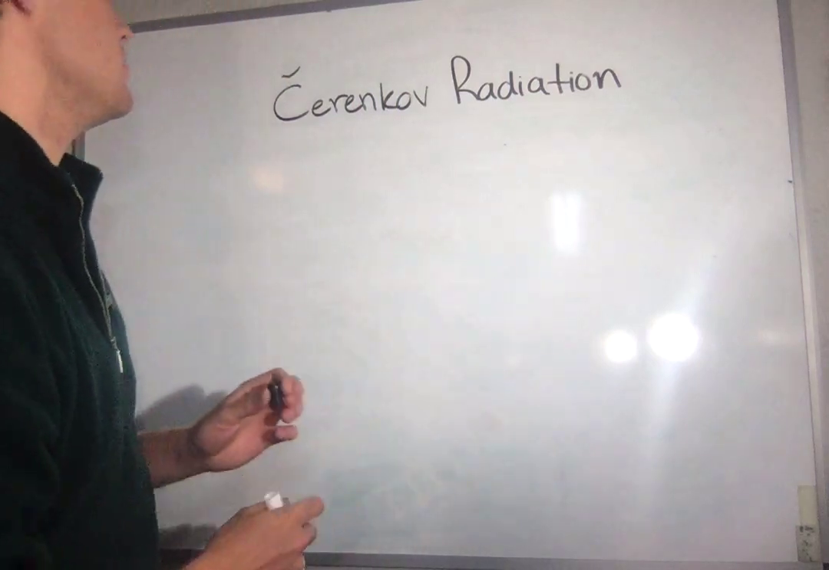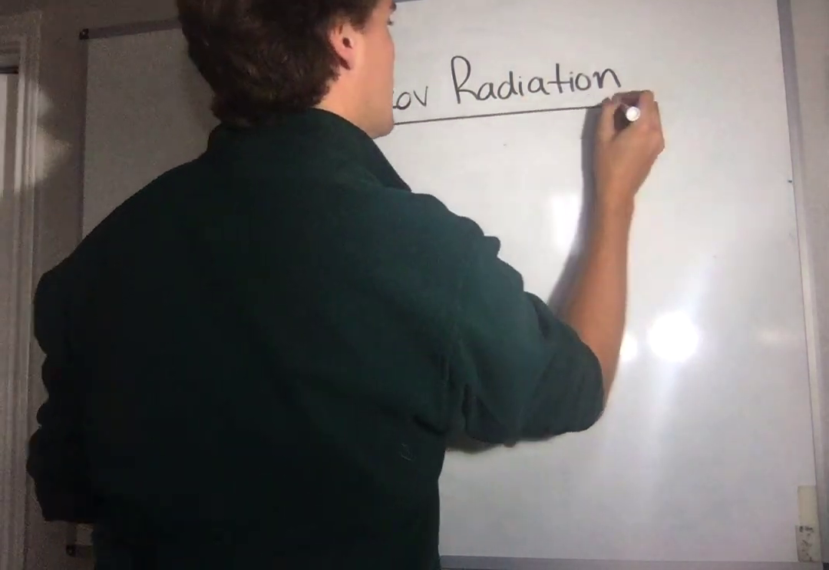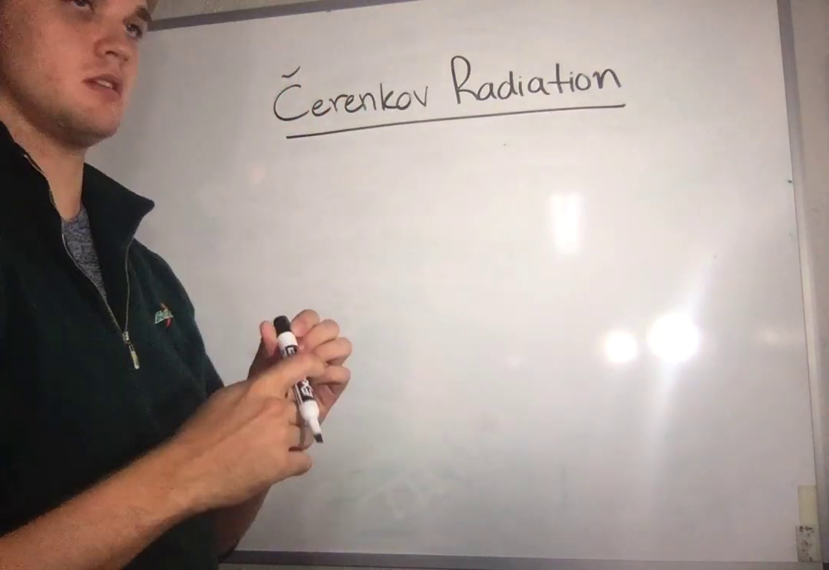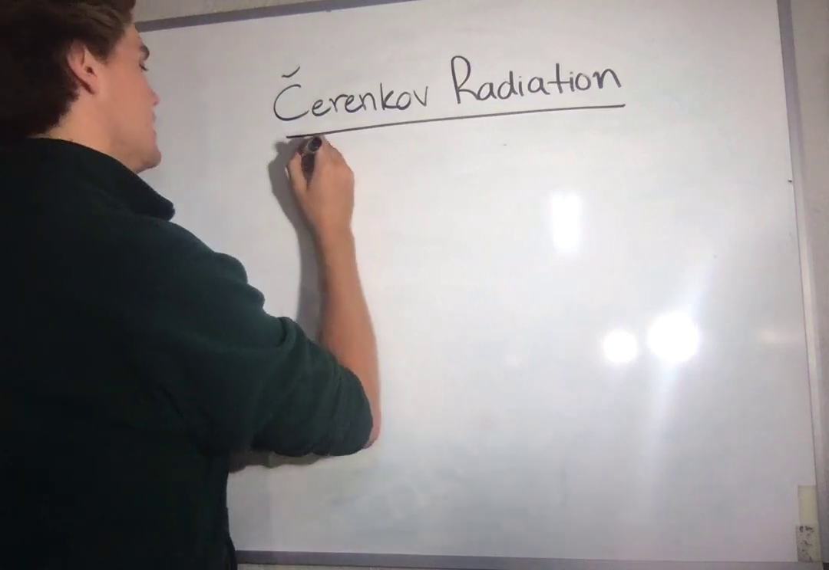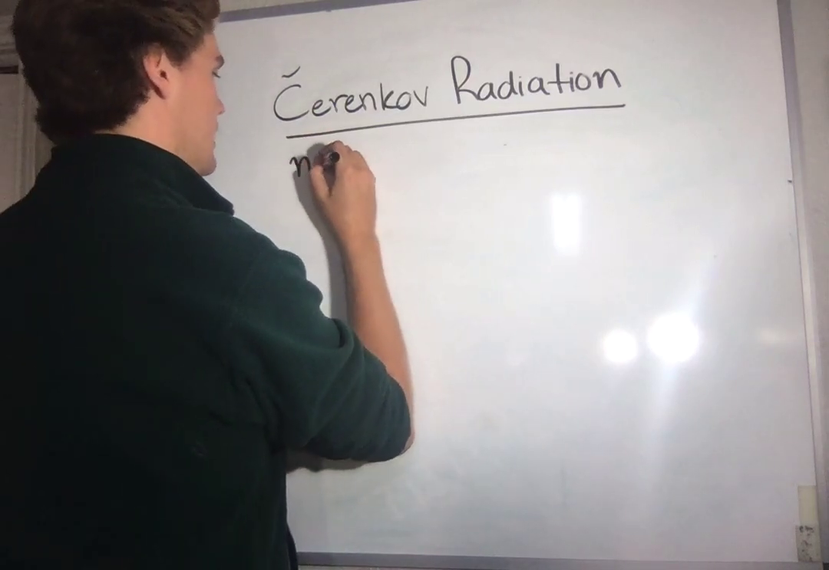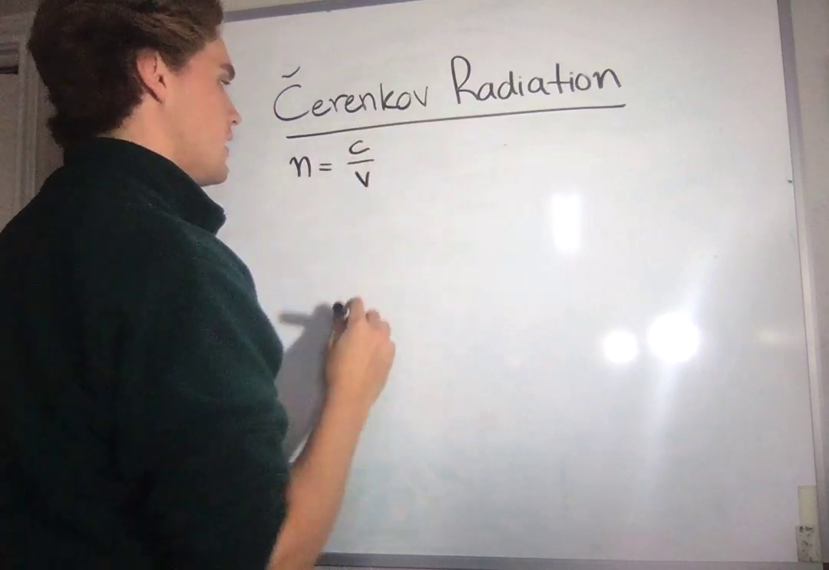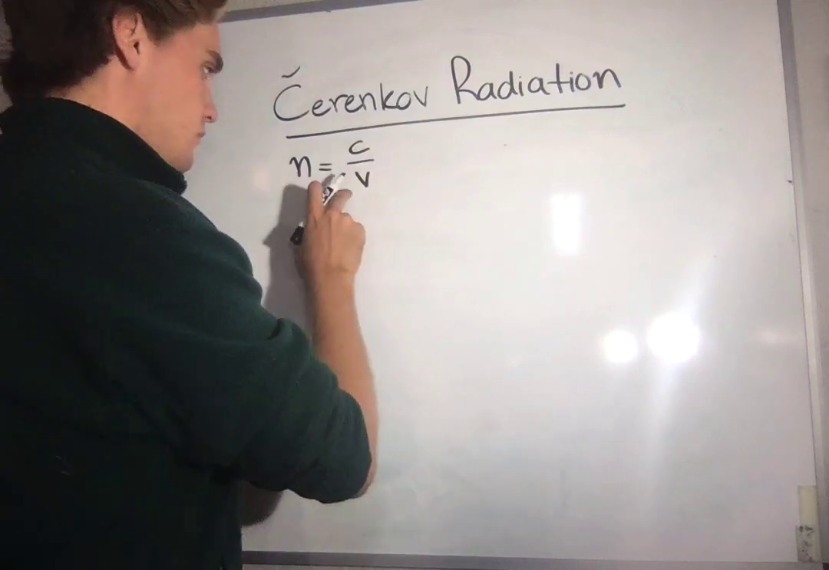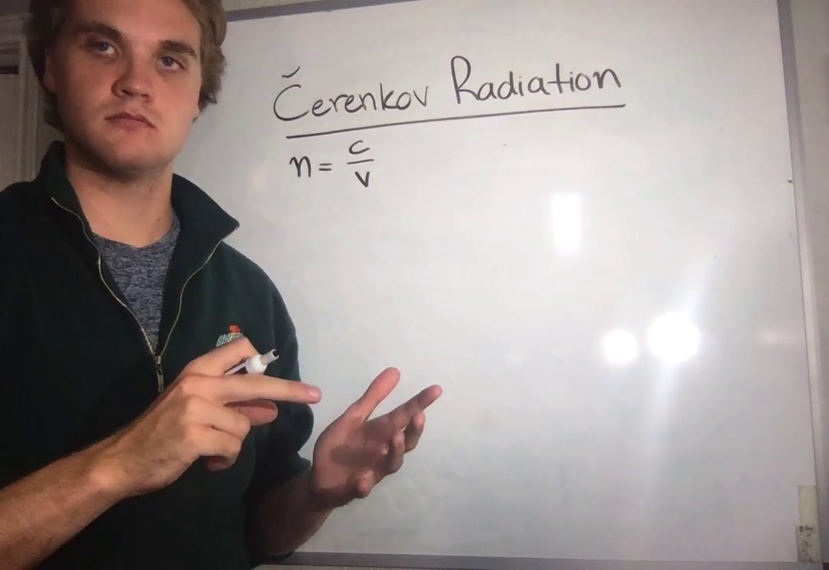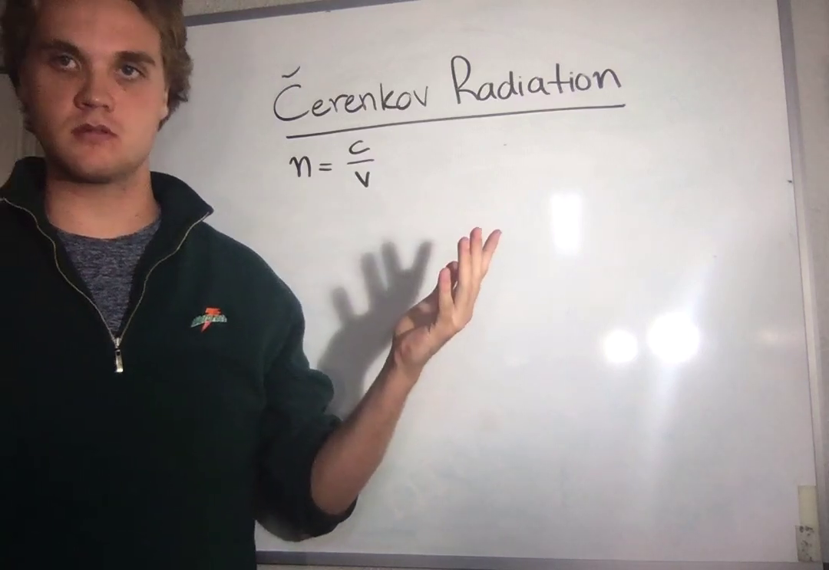So Cherenkov radiation, spelled I think this way, but I probably got that wrong, is basically a result of the fact that there's a thing called an index of refraction. And an index of refraction is a ratio between the speed of light in vacuum, or the speed of causality, or whatever you want to call it, and the speed of light in a medium. So what this concept is saying is that the speed of light is not the same in all mediums, right?